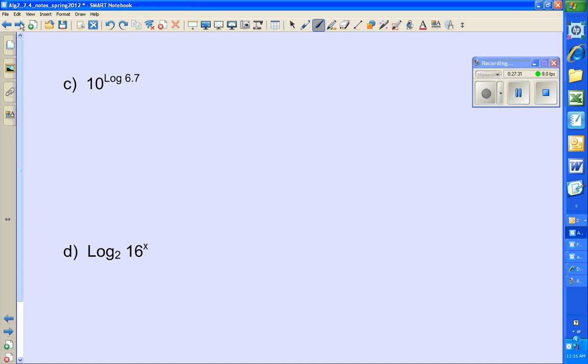Okay, so here's another one. 10 raised to the power of log of 6.7. We want to set that equal to z, and we want to change it to a logarithmic equation. What would that logarithmic equation look like? We're doing the definition of a log. What would it look like logarithmically? Stephen, what would you put?